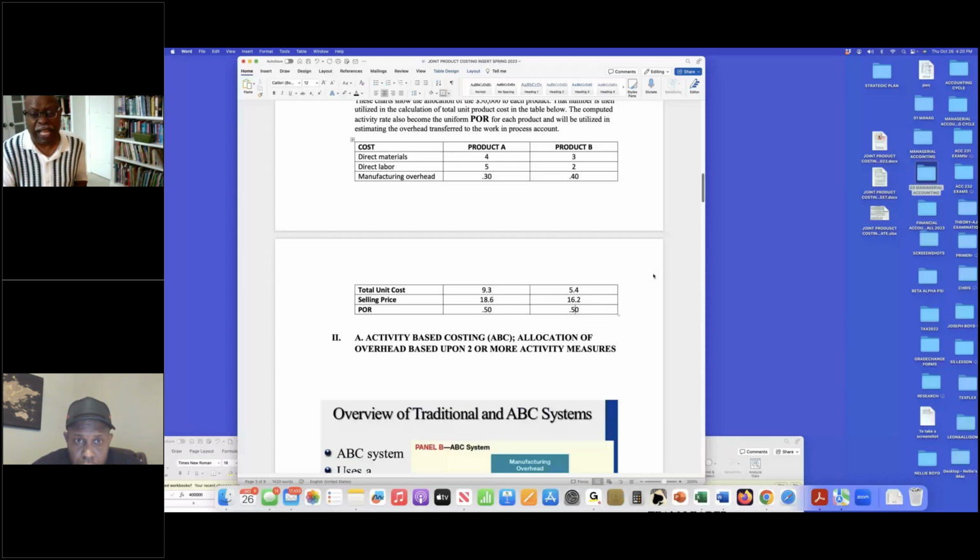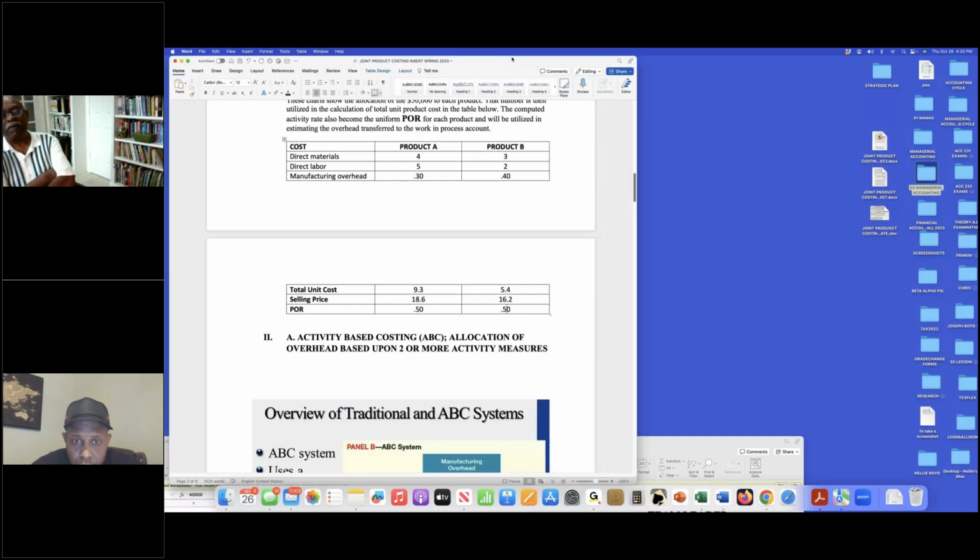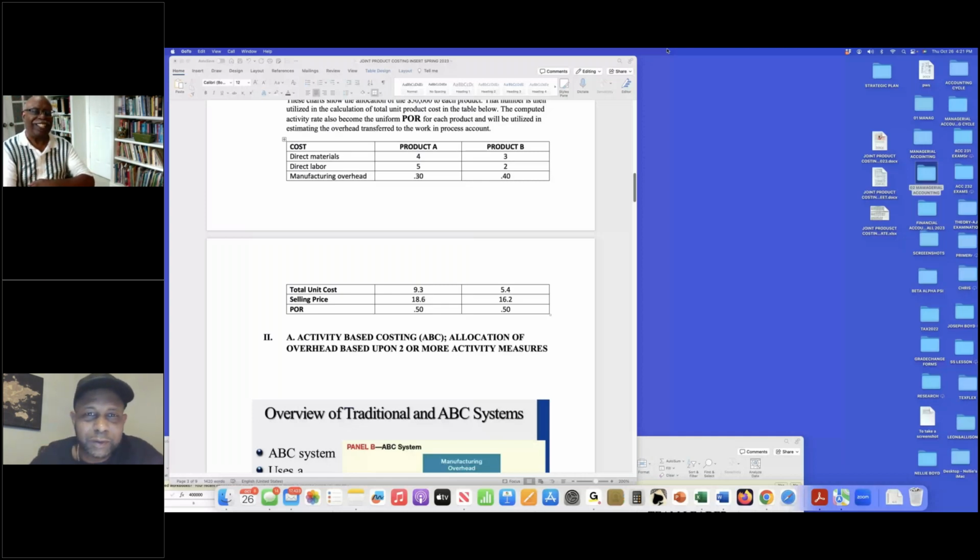So hopefully that will help with the activity rates. Any questions? So we don't really have to look for the POR, we just put the activity rate in as the POR, right? Mm-hmm. Okay, real quick, Fred, can you do the unit cost and the selling price one more time? I'm just making sure my steps are right.